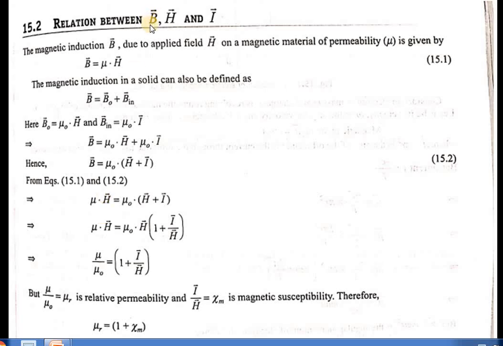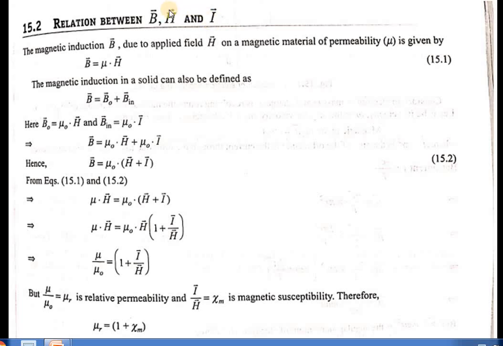So today we are going to discuss the relation between B, H, and I. B is magnetic induction, H is magnetic field strength, and I is intensity of magnetization.